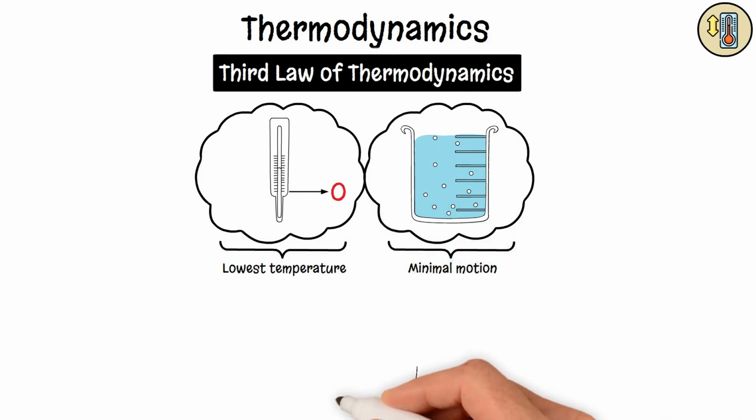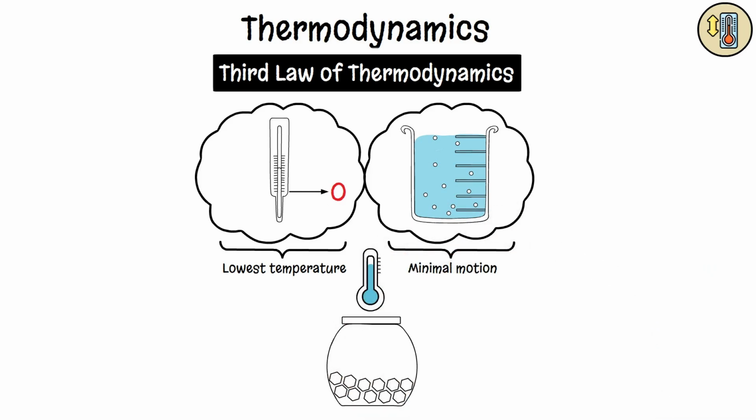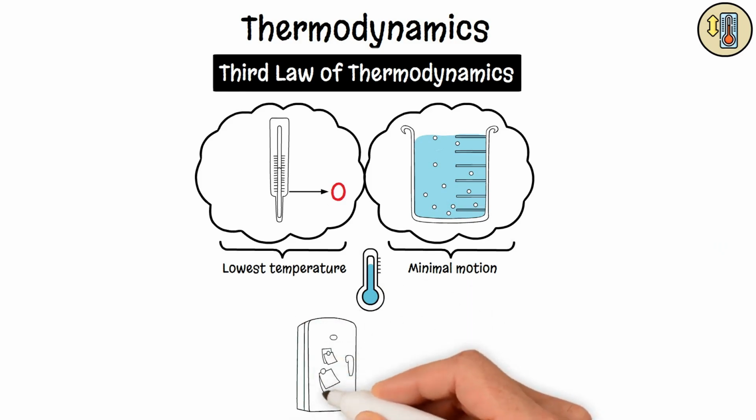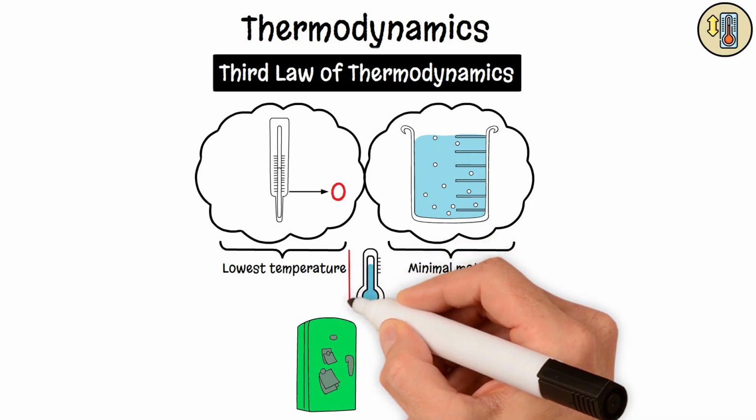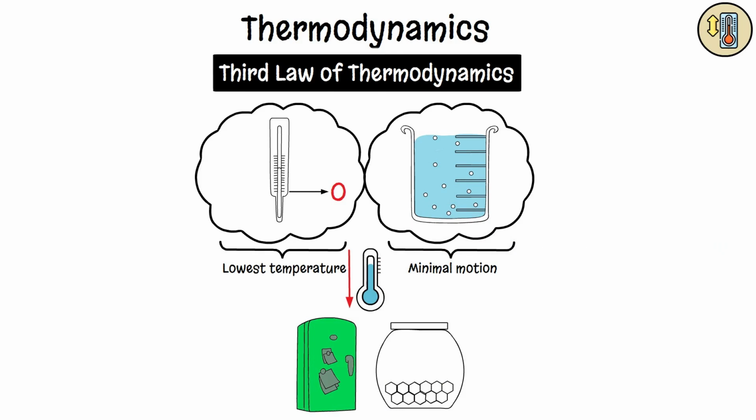For example, imagine you have a jar of honey. At room temperature, the honey is a thick liquid with its molecules moving around but still somewhat orderly. As you place the jar of honey in the refrigerator, the temperature drops and the honey becomes thicker because the molecules move less and arrange themselves more orderly.